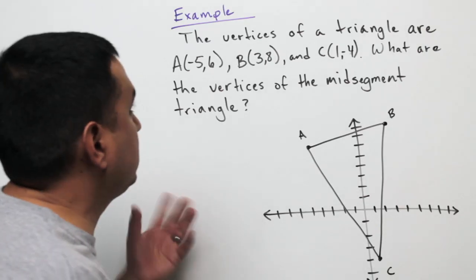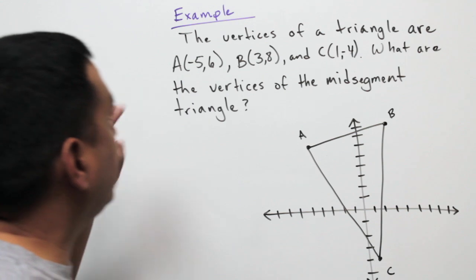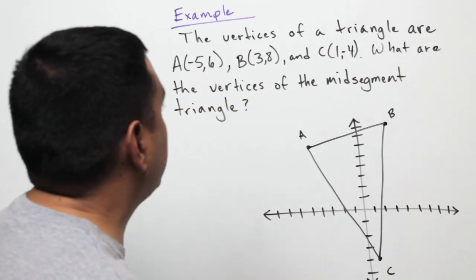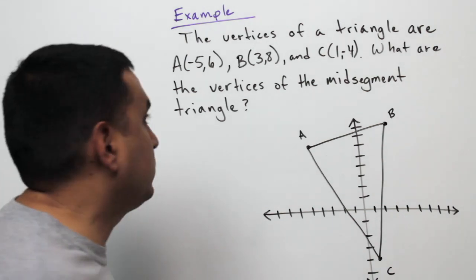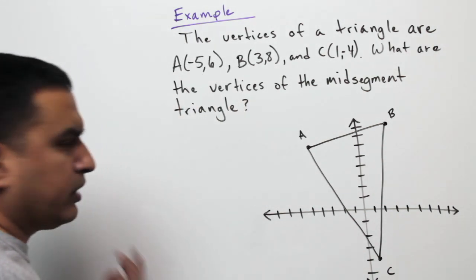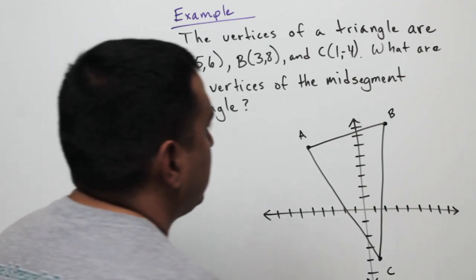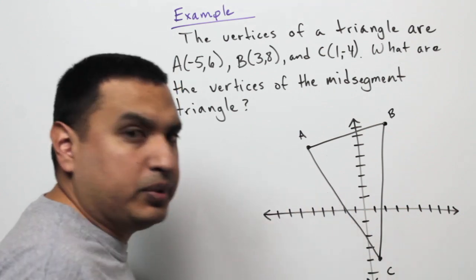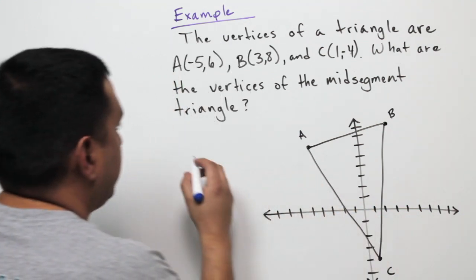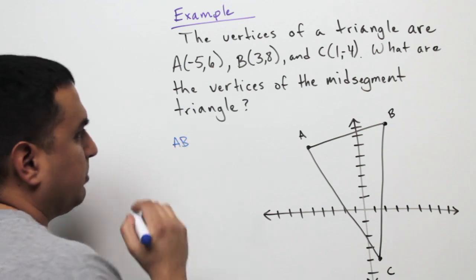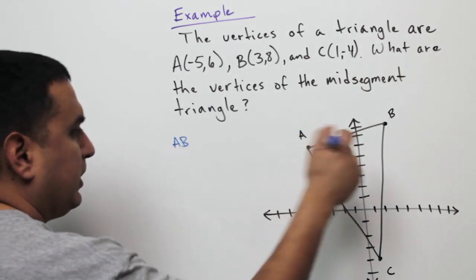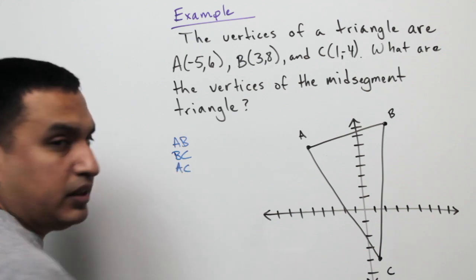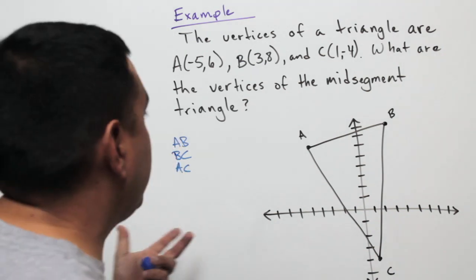Okay, so here's the first example. It says the vertices of a triangle are A(-5, 6), B(3, 8), and C(1, -4). What are the vertices of the midsegment triangle? Based on our definition, to find these vertices we have to take each side and find the midpoint. I need to make a list for myself so I can keep this straight in my head: AB, then BC, and then I need the midpoint of AC. So I'm going to have to do the midpoint formula three different times.